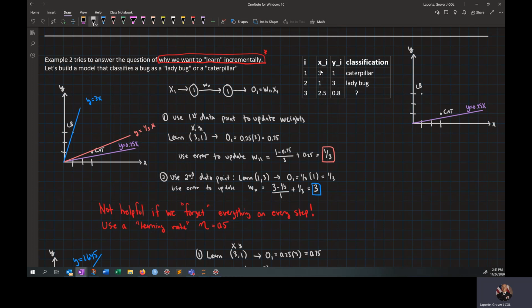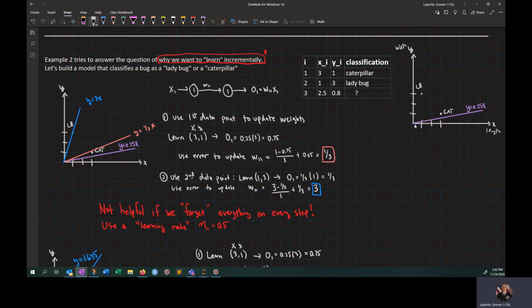I got a 3-1, 3 being, I should probably put this, probably the length of the ladybug. That's our first characteristic, our first feature, and this is probably width. So length and width here. If you had a long, skinny bug, it's probably a caterpillar, and if you got a short, fat bug, it's probably a ladybug, right? So that's the deal here.